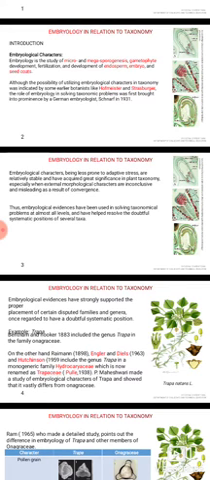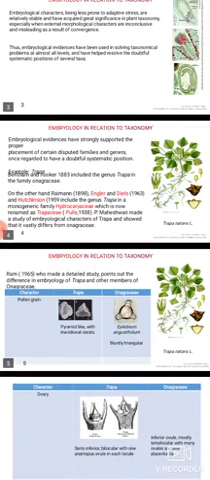Thus, embryological evidence has been used in solving taxonomical problems at almost all levels and has helped to resolve the doubtful systematic positions of several taxa. Embryological evidence has strongly supported the proper placement of certain disputed families and genera, once regarded to have doubtful systematic position.